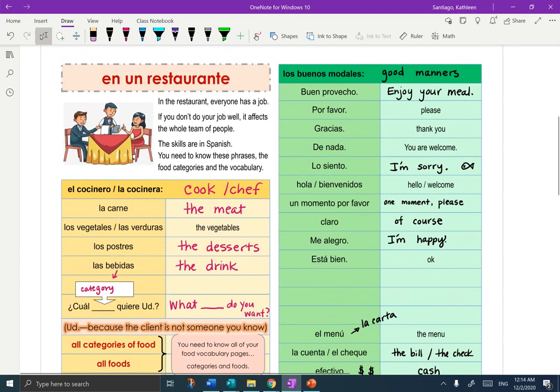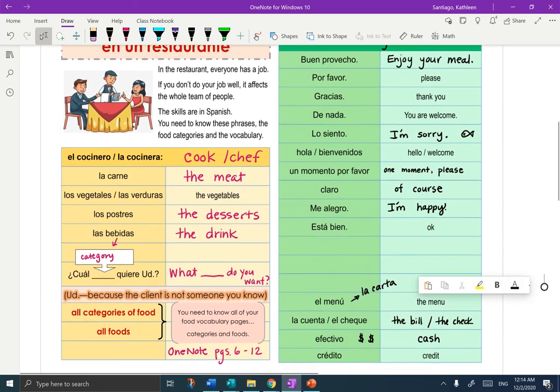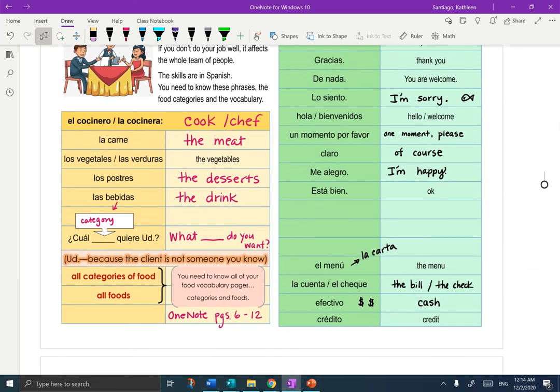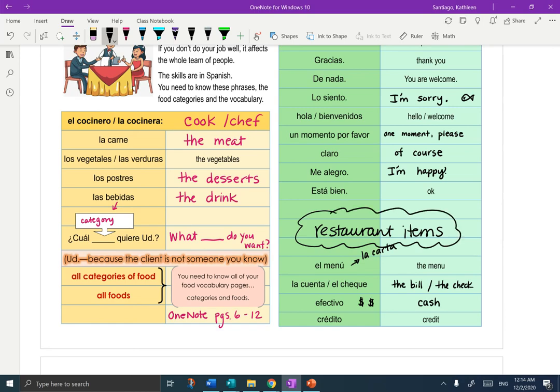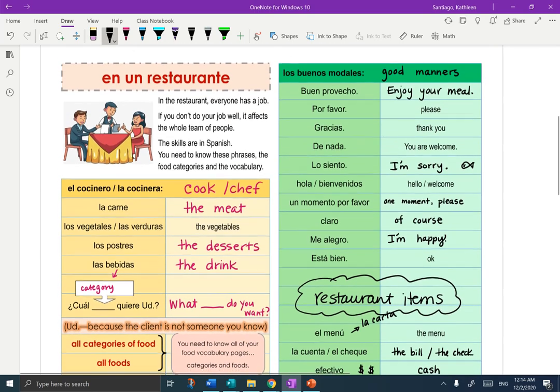And then these are your good manners. And then I guess these are like things that you need to know. These are like restaurant items. We'll just call them quick because they don't really have a little title, so we'll give them one. Restaurant items.